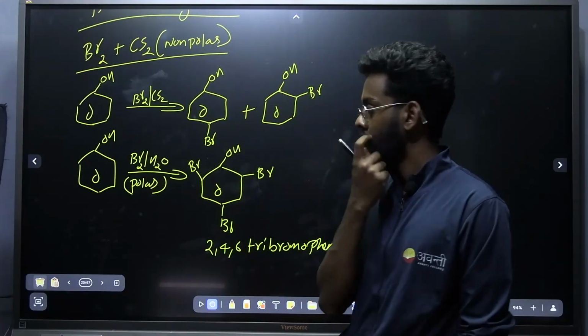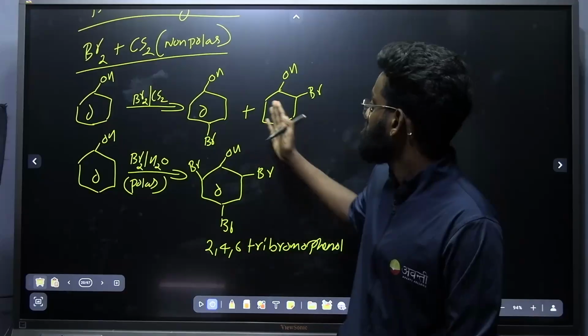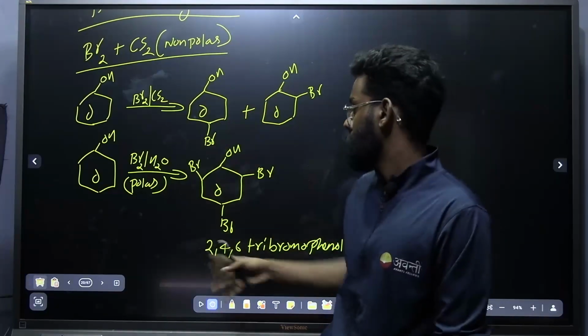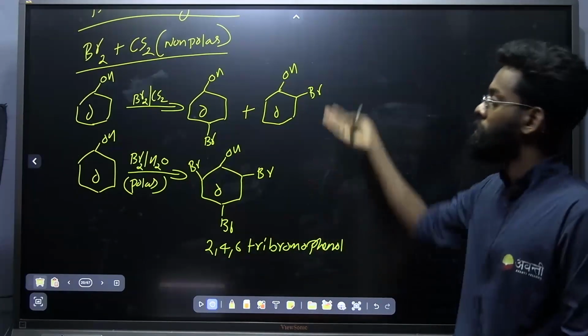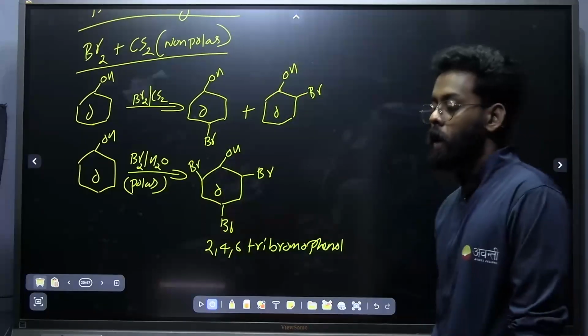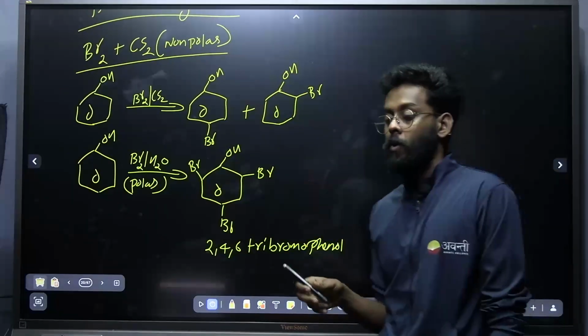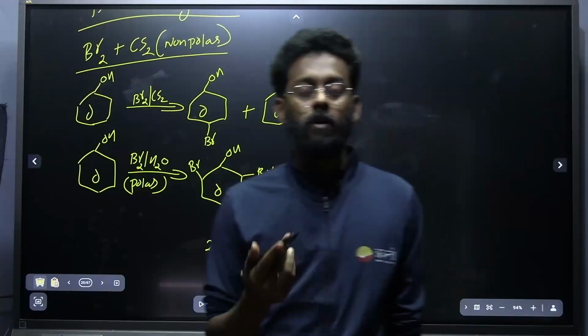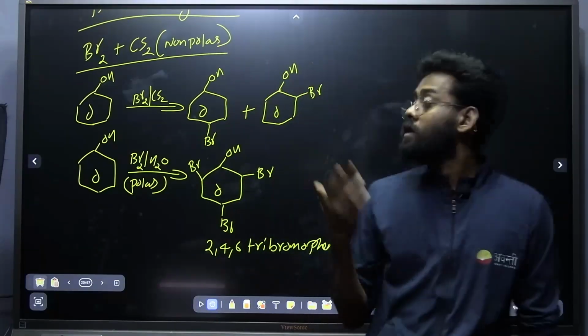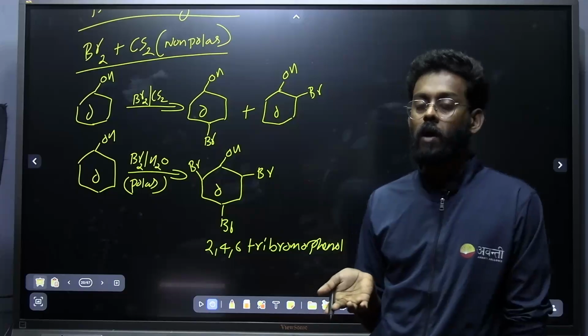Shall I move? This is the point you had noted down. In this case, we will be getting monobromo as well as tribromo, depending upon the solvent we are using. But in the case of aniline, we have observed that no matter whatever reagent we have used, we will be getting tribromoaniline only.